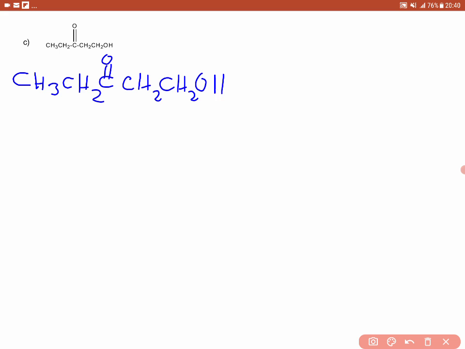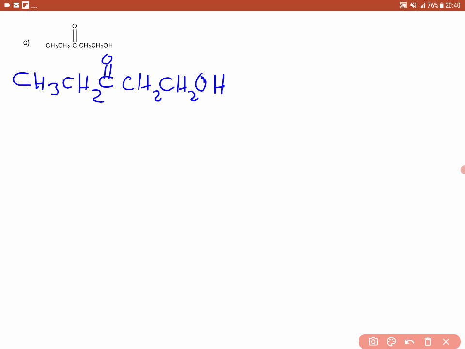For case number 3, the molecule we want to synthesize is CH3, CH2, carbonyl carbon, CH2, and OH.